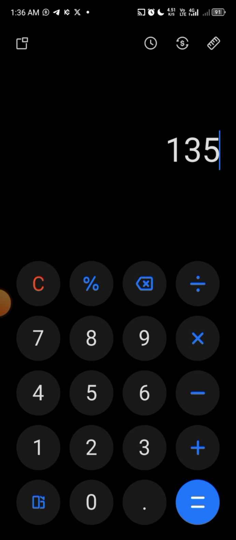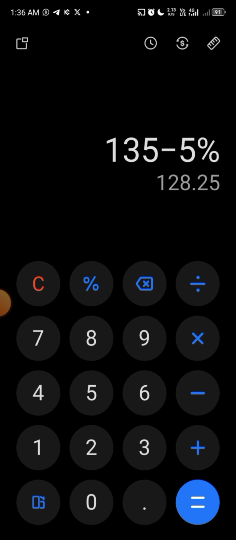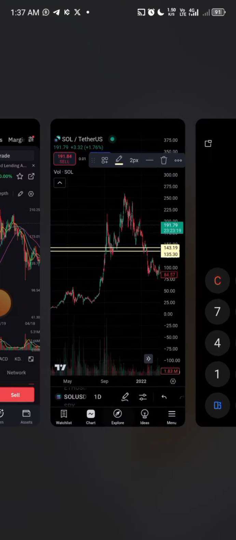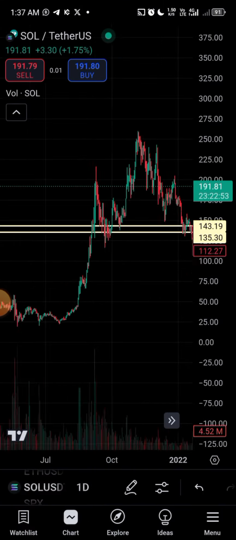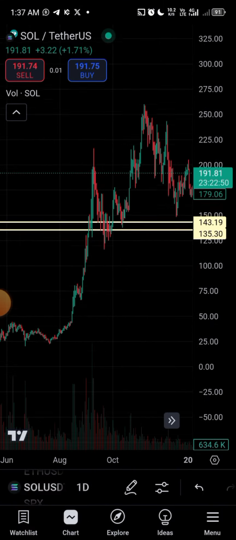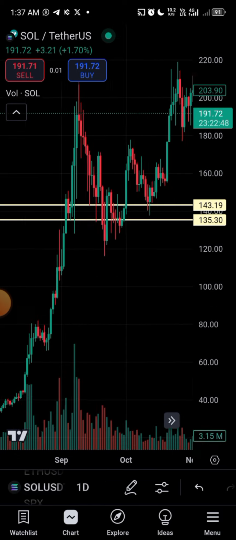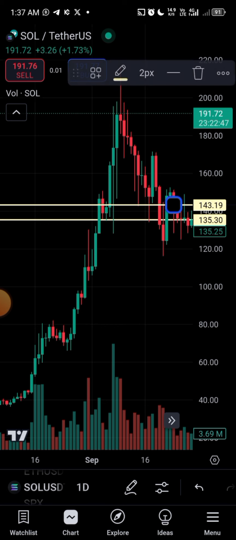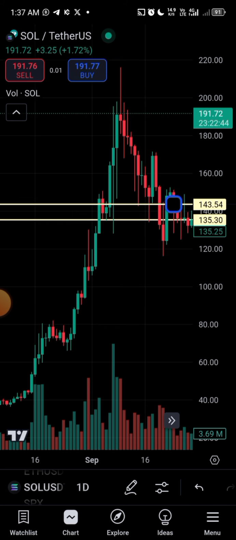135 plus 5% is 141. So now let's go back. 141 will be 5%, right? 141 will be 5%. So let's look at it, which is somewhere around here.